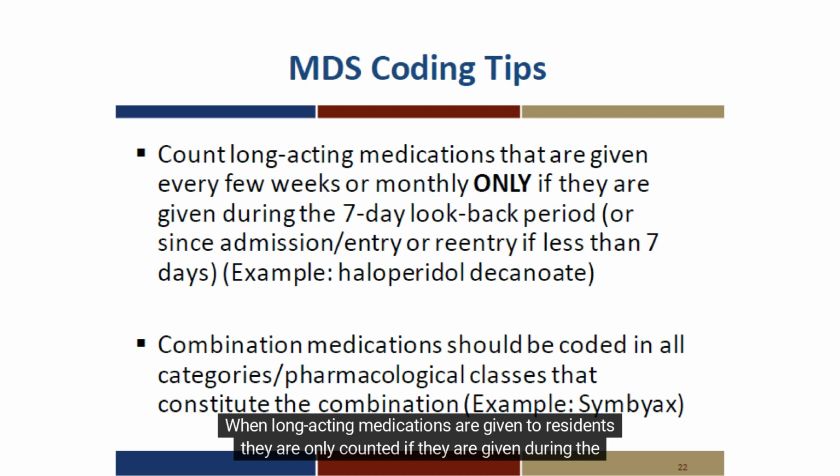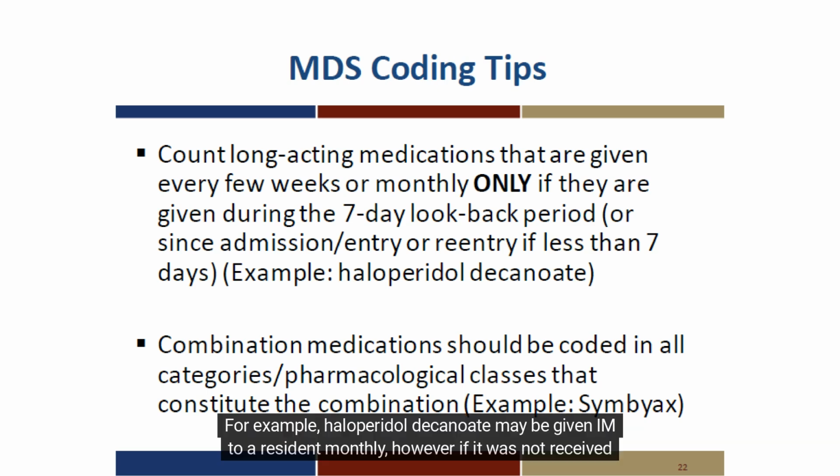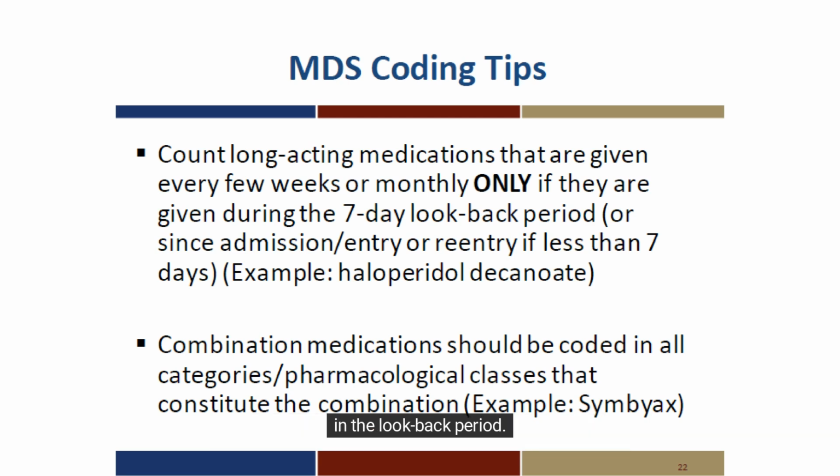When long-acting medications are given to residents, they are only counted if they are given during the 7-day look-back period or since the admission, entry date, or re-entry. For example, haloperidol decanoate may be given IM to a resident monthly. However, if it was not received during the 7-day look-back period, it is not coded on the MDS because the day it was given is not during the look-back period.